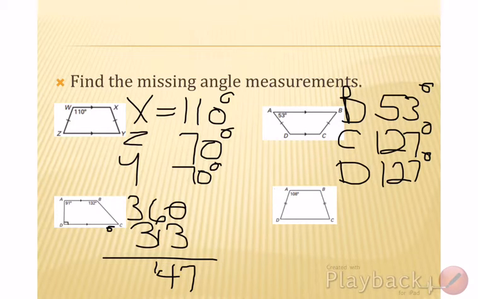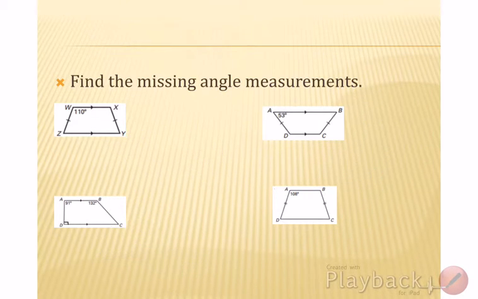Now on this last example, it's back to an isosceles trapezoid. B is going to be 108. C and D is the difference between 180 and 108. Let you do your math. 180 minus 108, you should have gotten 72 degrees.